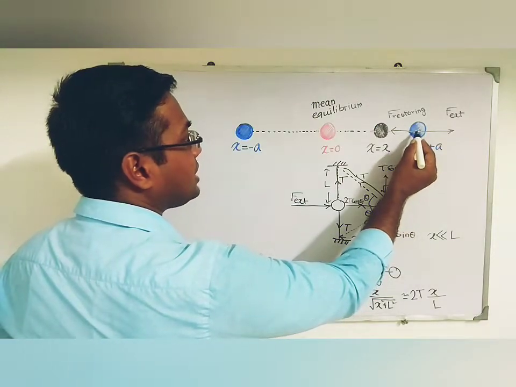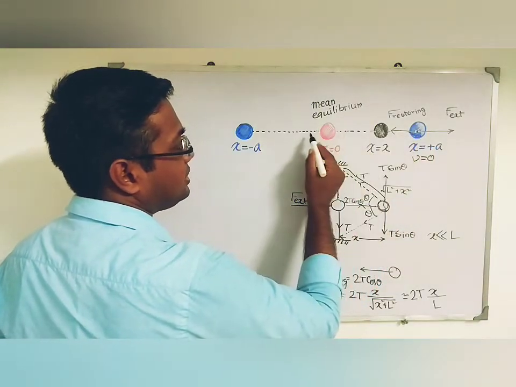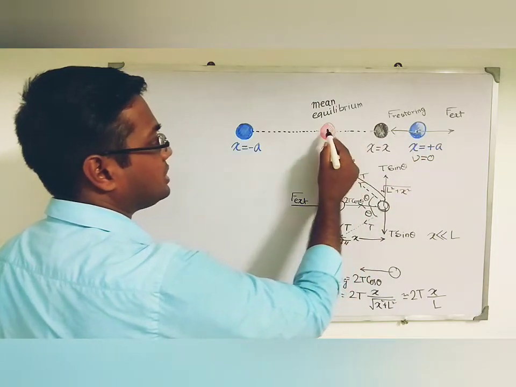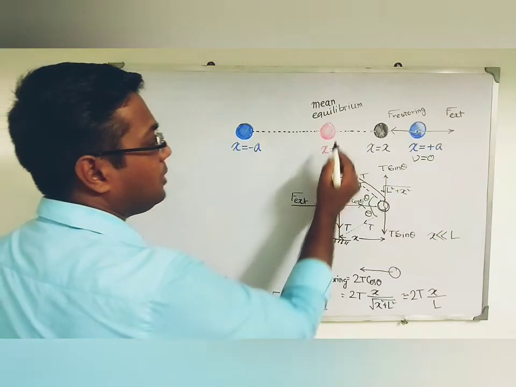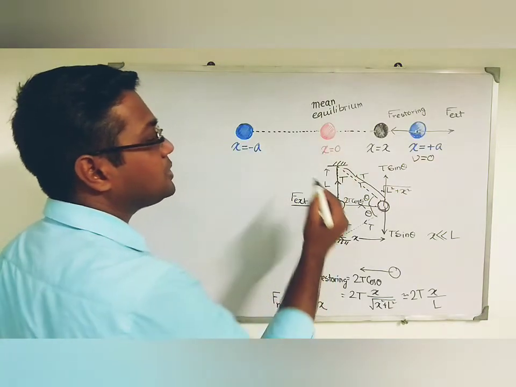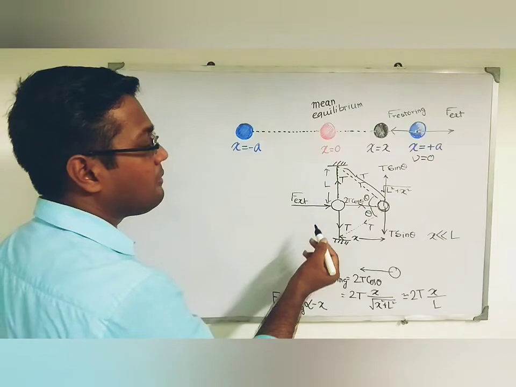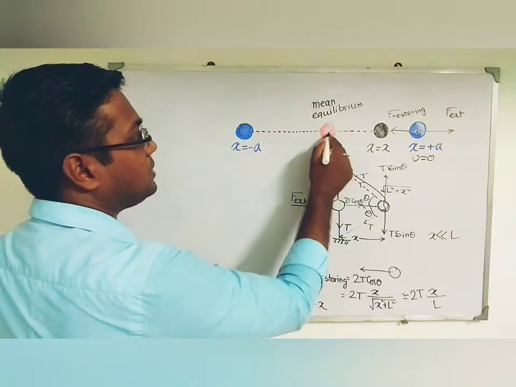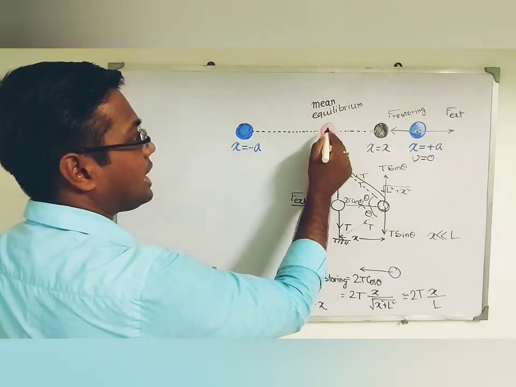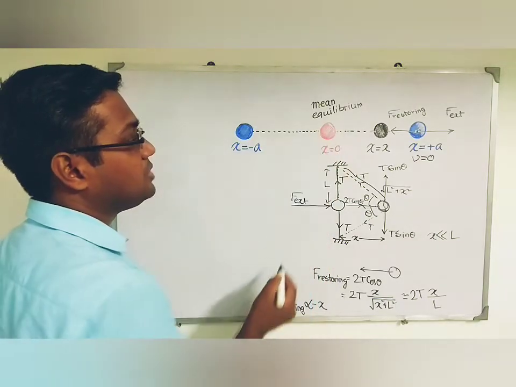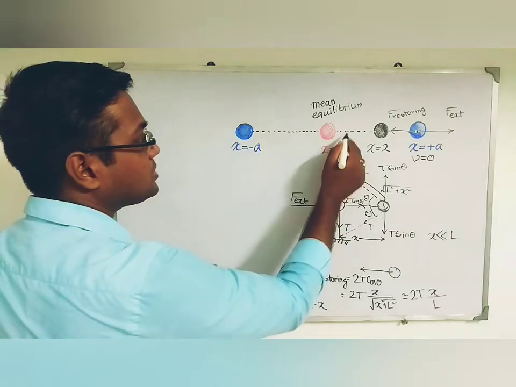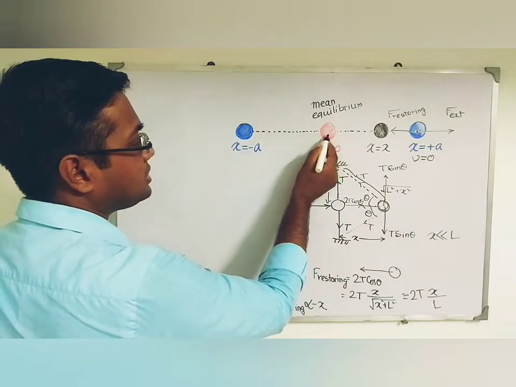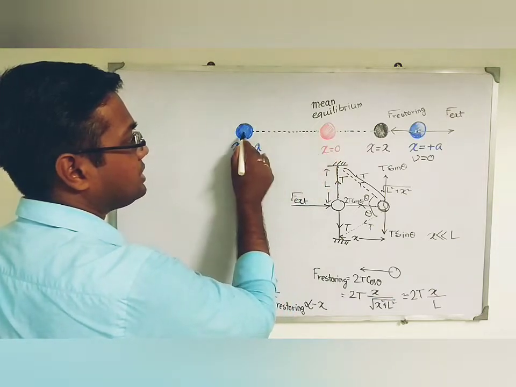After that, since the restoring force F is acting in that direction, the particle starts moving in that direction. When it comes here, the restoring force is 0, but due to inertia, the particle cannot stop or come to rest at that position. So it keeps moving, and due to this inertia it crosses the mean position and reaches here.